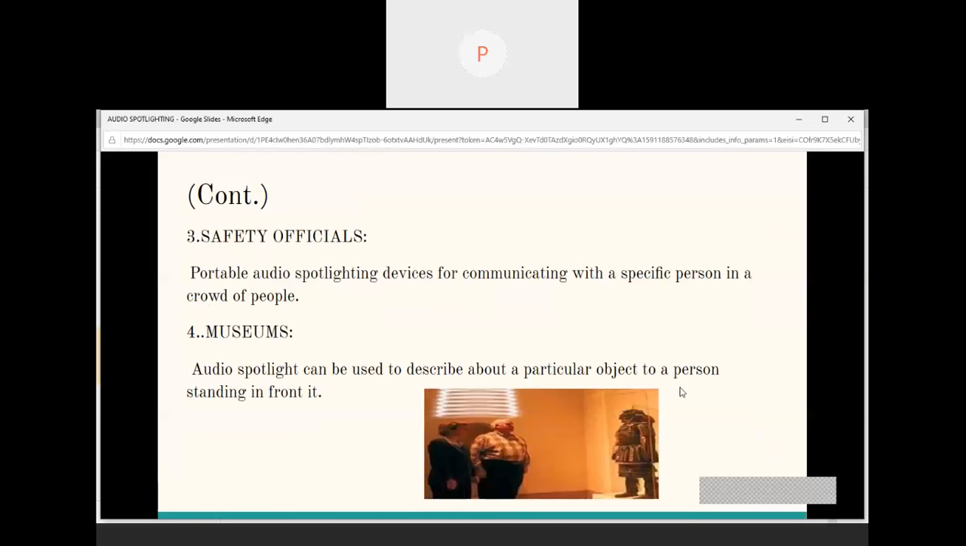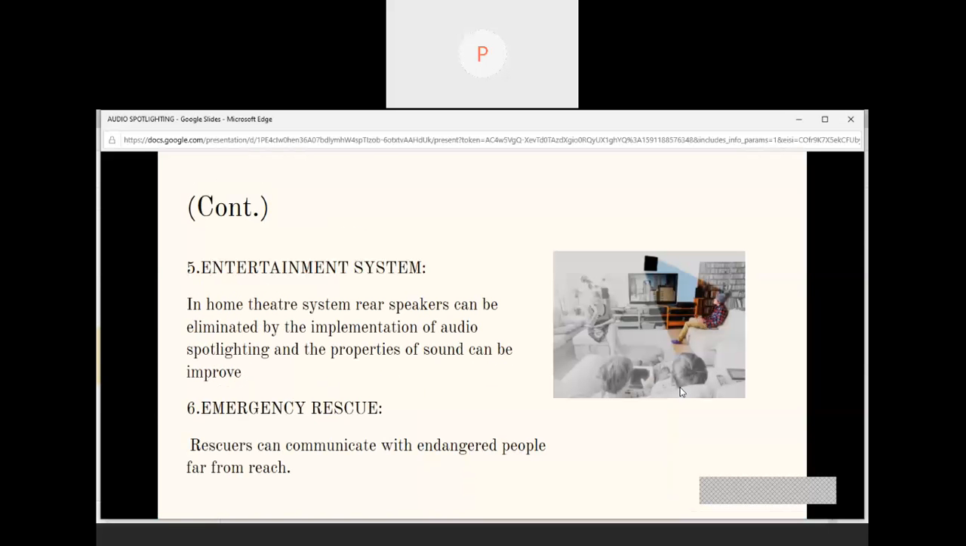Now, for safety officials, portable audio spotlighting devices are used for communicating with a specific person in a crowd of different people. In the case of museums, audio spotlight can be used to describe a particular object to a particular person standing in front of it, so that another person standing in front of some different object will not be able to hear this description. In the case of entertainment systems, in home theater systems, rear speakers can be eliminated by the implementation of audio spotlighting, and the properties of sound can be improved.